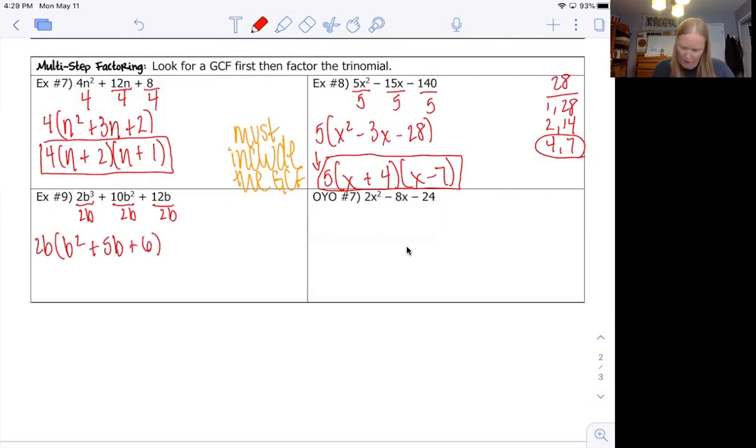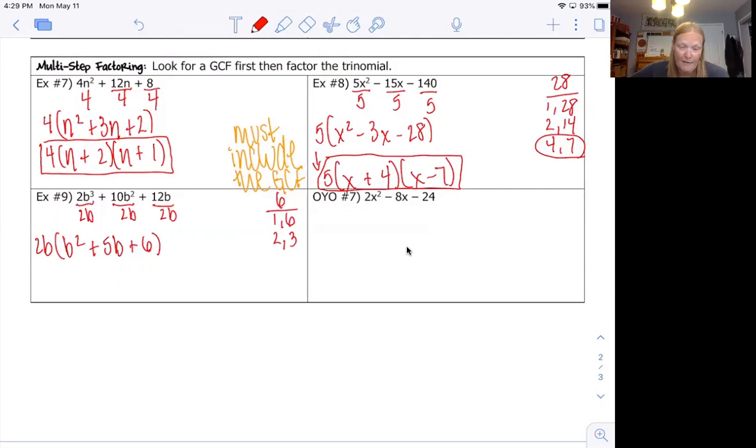Okay, so let's list factors of 6. We've got 1 and 6, and 2 and 3. Okay, I'm trying to make a 5. Which of those makes a 5? 1 and 6, or 2 and 3? Ooh, they both do. Okay, so this is where it gets tricky, okay?